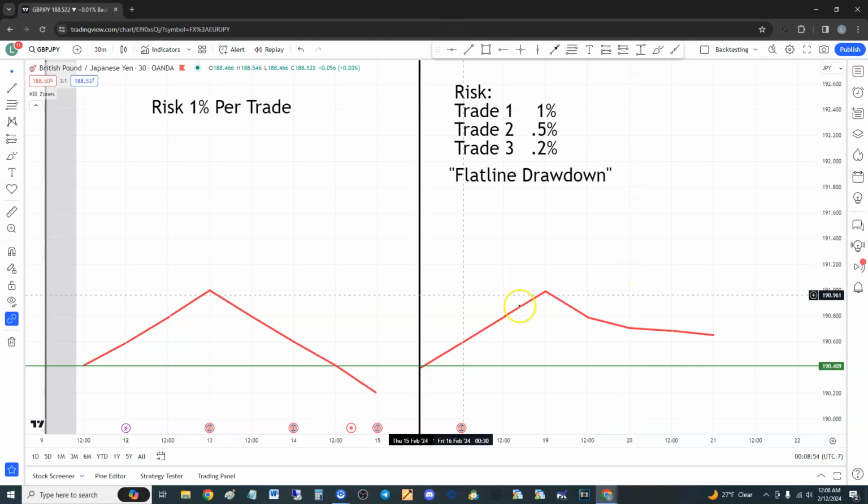And like I said, this is very powerful. This is what I personally use to flatline my drawdown, because we all go through drawdowns, guys. It's going to happen, but this is powerful.